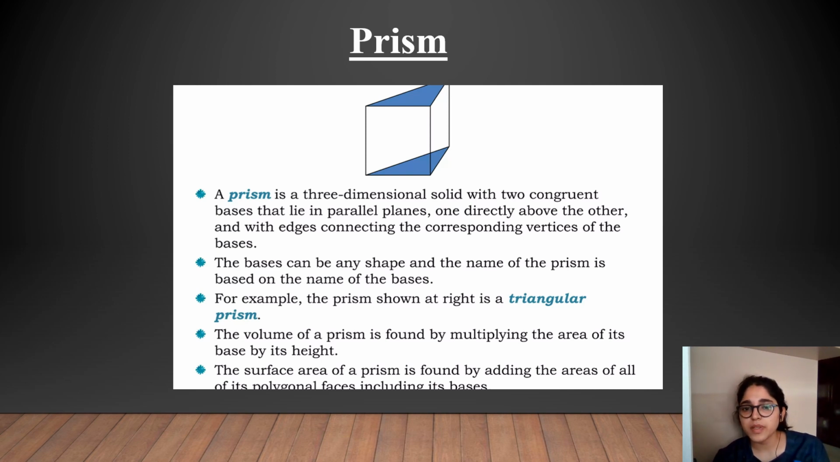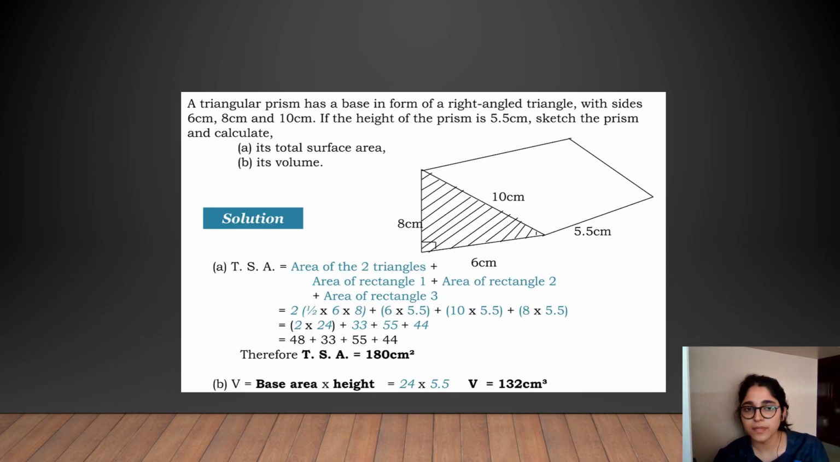For example, the prism shown over here is a triangular prism. The volume of a prism is found by multiplying the area of its base by its height. The surface area of a prism is found by adding the areas of all its polygonal faces including its bases. Let us take an example of a prism.